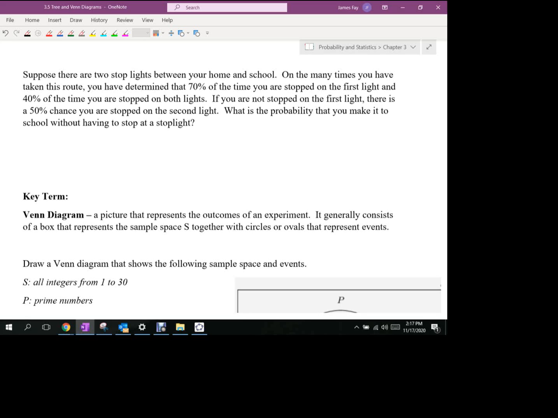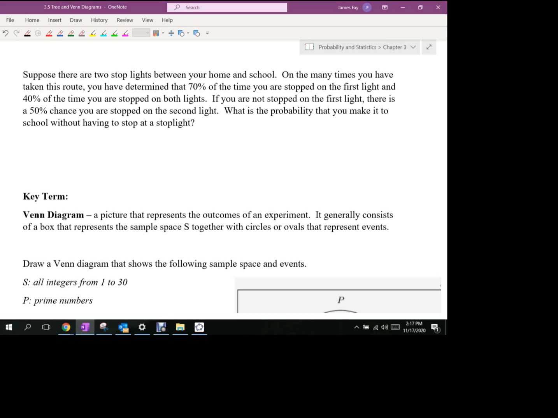So suppose there are two stoplights between your home and school. On the many times you have taken this route, you have determined that 70% of the time you are stopped on the first light, and 40% of the time you are stopped on both lights. If you are not stopped on the first light, there's a 50% chance you are stopped on the second light. What is the probability that you make it to school without having to stop at a stoplight?